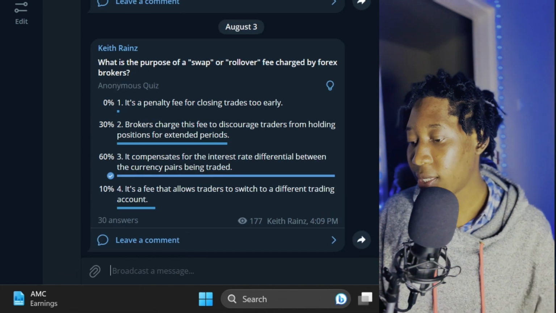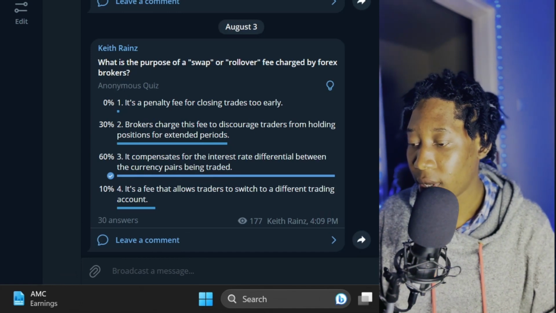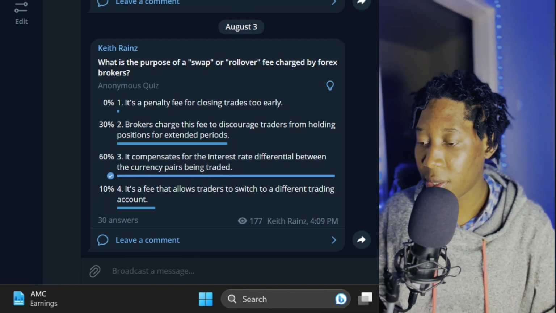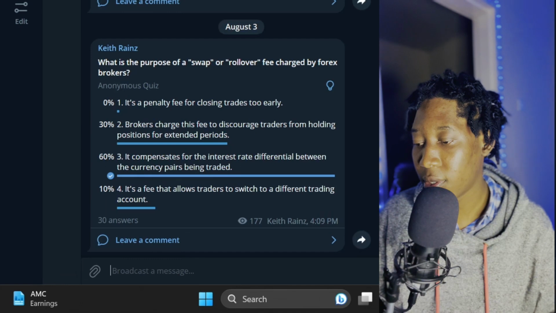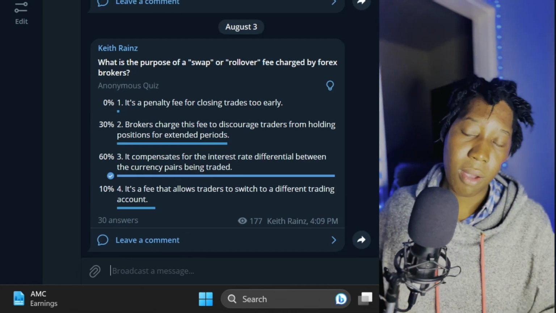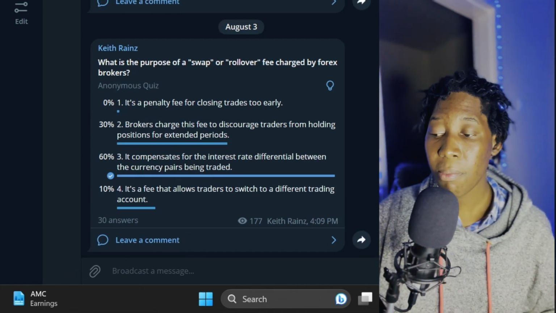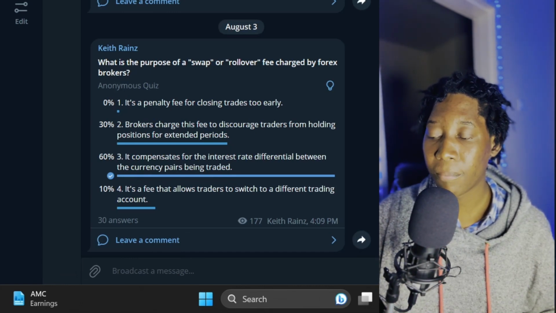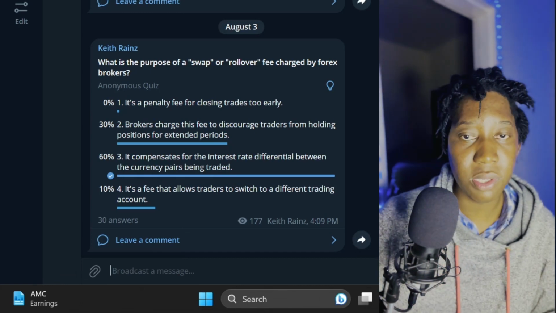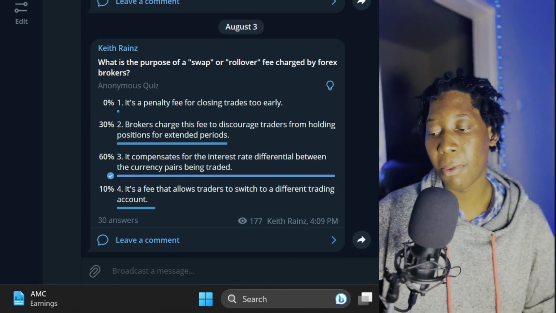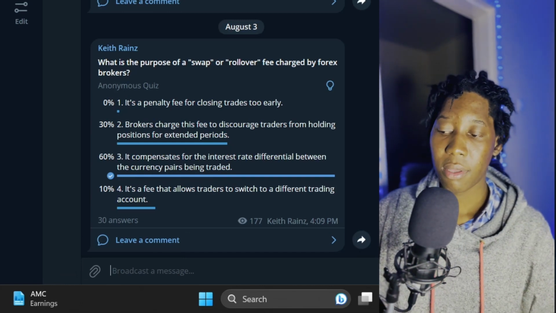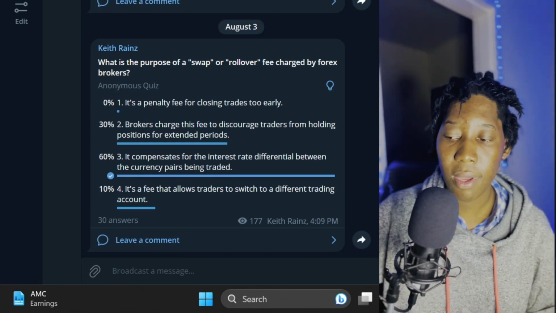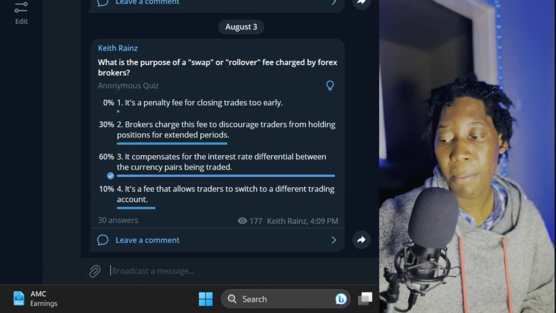Then the third answer is that it compensates for the interest rate. The third answer is the correct one. Then the second one is about brokers charging this fee to discourage traders from holding positions. No. As I said earlier on, brokers make money by the spread. So this means that if you're entering a lot of trades, they are also going to make money. So they're not going to discourage you. If they discourage you, it means they don't want to make money. And this is not written anywhere by a broker saying, no, we don't allow swing trading. So this can't be the answer.